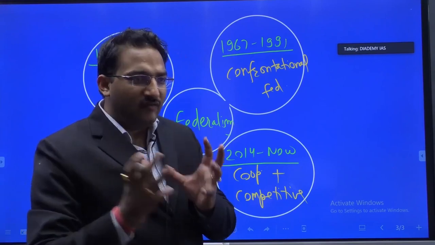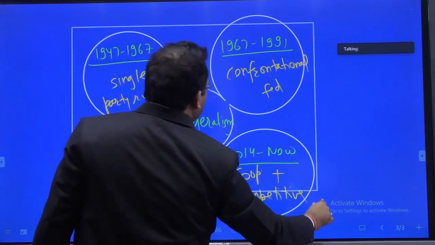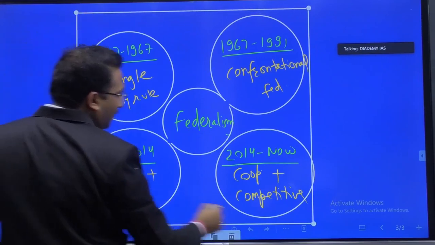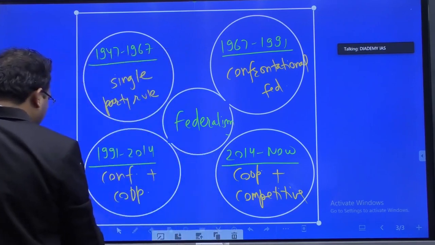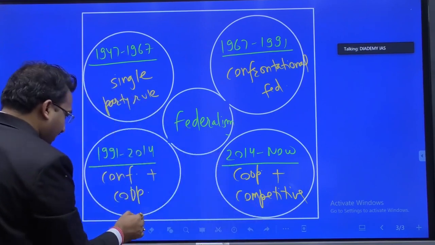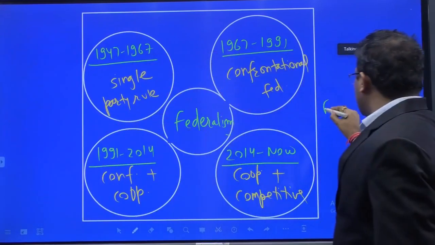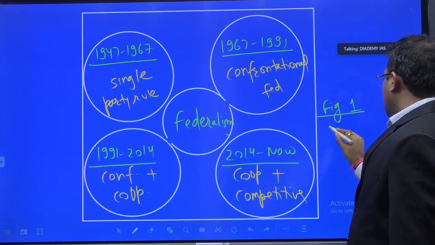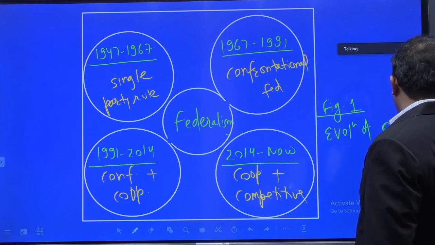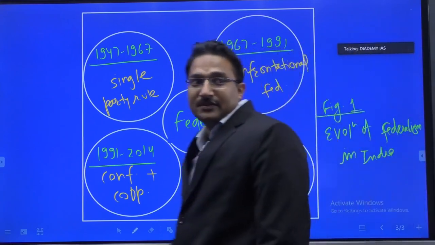So to show this journey, we can make this. Now put this into the box. You know, it is very fluid, right? We are not sticking to any particular format. It depends upon the information that we have, and upon the requirement of the question. And here I don't have the space, so otherwise I could have written the figure number 1, evolution of federalism in India since independence, something like that.